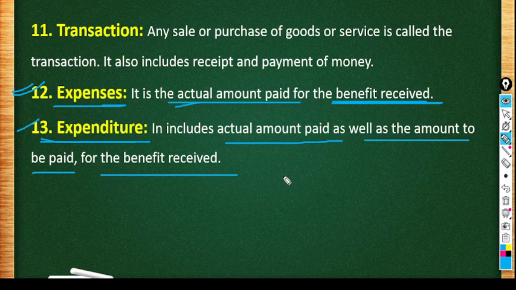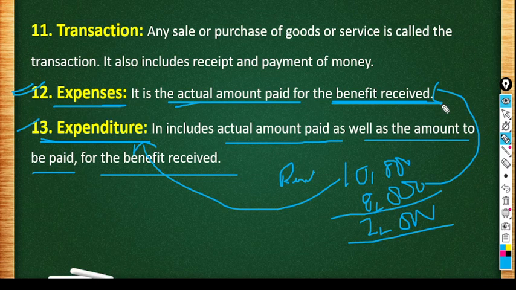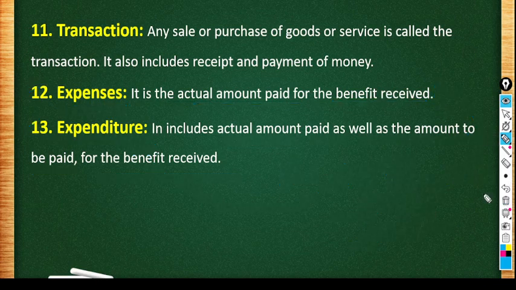So just now we discussed rent paid. Assume that rent is 10,000 per month. In this one we paid only 8,000 at the end of the month. So now the balance of 2,000 is there. So expenditure is 10,000, expenses is 8,000. This is called expenditure and expenses. Let us go to the next topic.